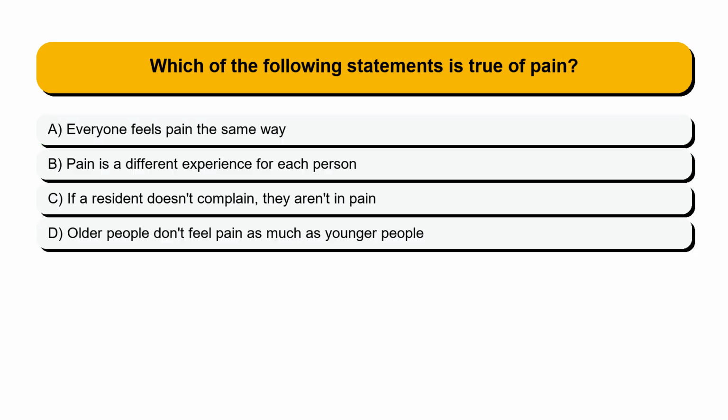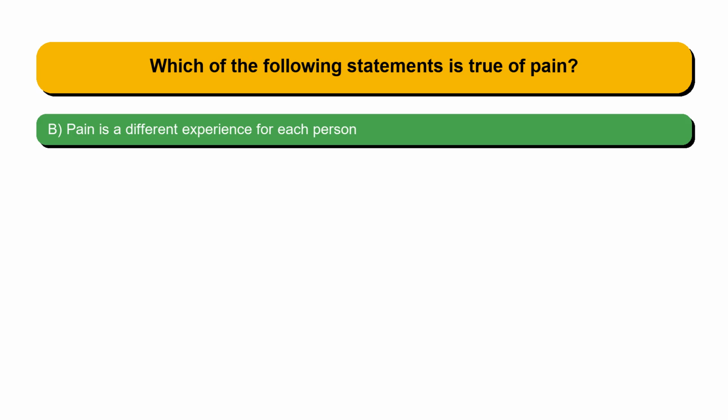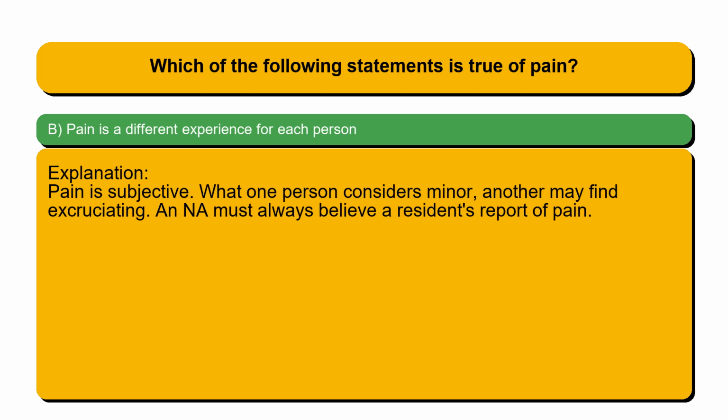Question 73. Which of the following statements is true of pain? Option A, everyone feels pain the same way. Option B, pain is a different experience for each person. Option C, if a resident doesn't complain, they aren't in pain. Option D, older people don't feel pain as much as younger people. The correct answer is option B, pain is a different experience for each person. Pain is subjective. What one person considers minor, another may find excruciating. And NNAAP must always believe a resident's report of pain.